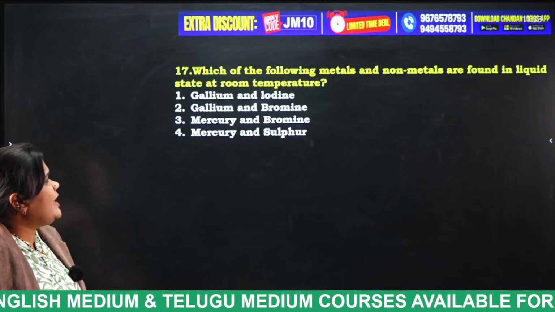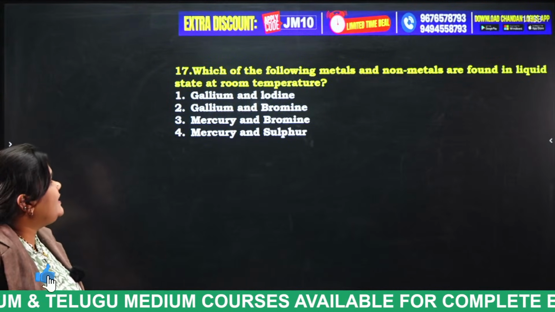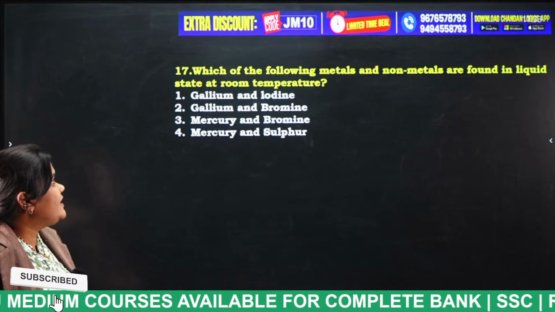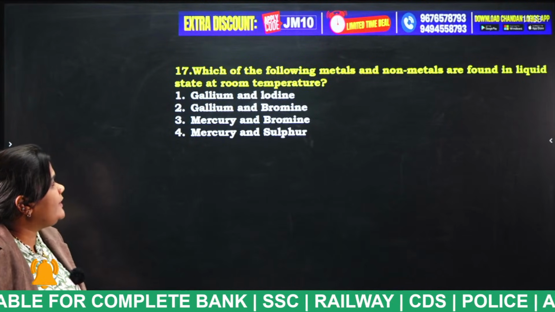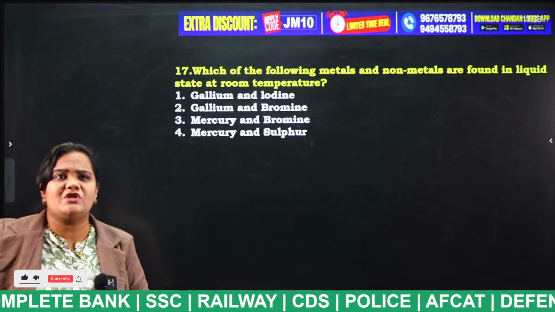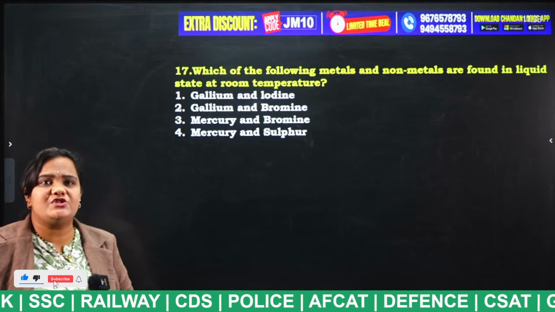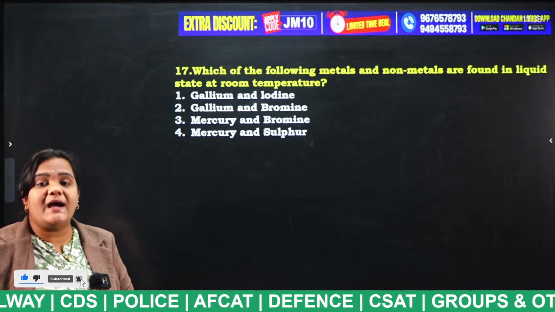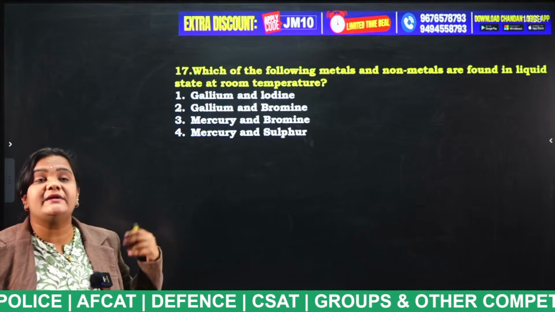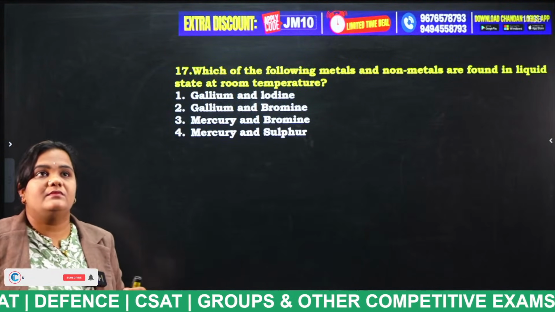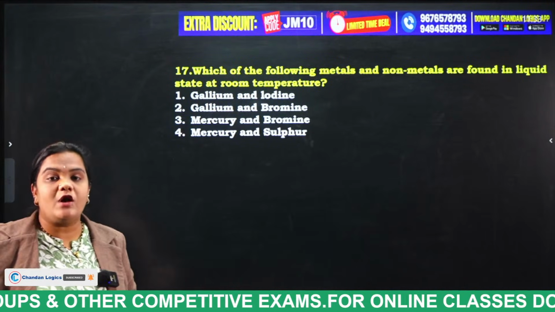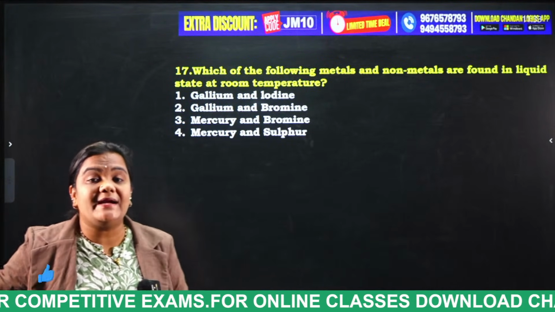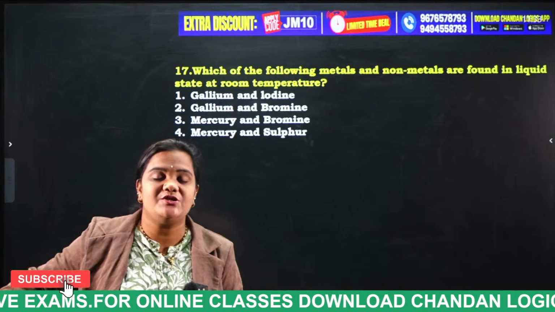Which of the following metals and non-metals are found in a liquid state at room temperature? Gallium and iodine, gallium and bromine, mercury and bromine, mercury and sulfur. This is also a very, very important question, students. I have explained this hundreds of times. Tell me what is the answer. There is only one non-metal which is a good conductor of electricity. What is that? Mention your answer.